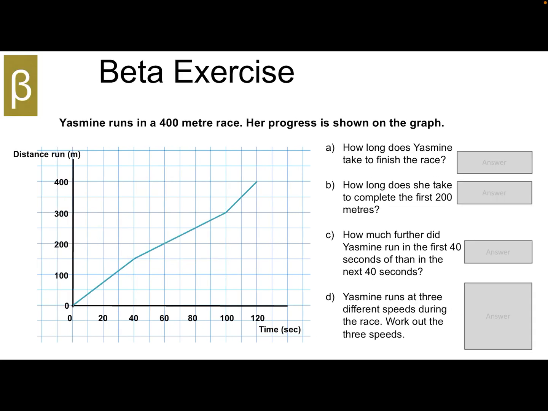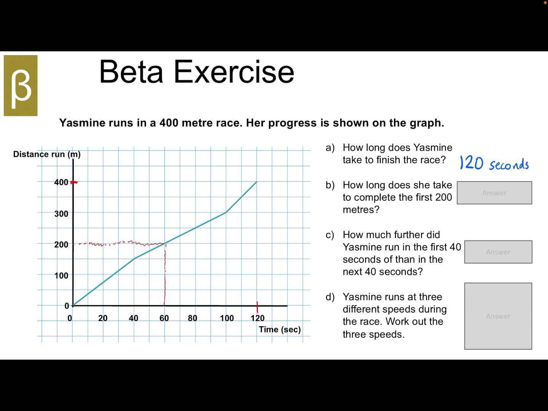Okay? Right, again, stop your video and have a go at this. Yasmin runs in a 400-metre race. Her progress is shown on the graph. Okay? How long does Yasmin take to finish the race? Well, clearly the race was 400, so how long did it take her to get to 400? 120 seconds. Okay? How long does she take to complete the first 200 metres? Well, let's just go to 200 metres and let's just read off on the graph.